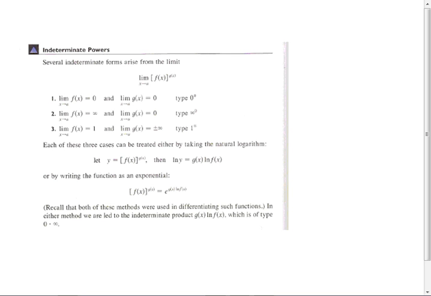Here are the different types. 0 to the 0, infinity to the 0, 1 to the infinity. I know that seems like 1 to a number is 1, but 1 to infinity, not necessarily. And we're going to figure out how to do this in a second.